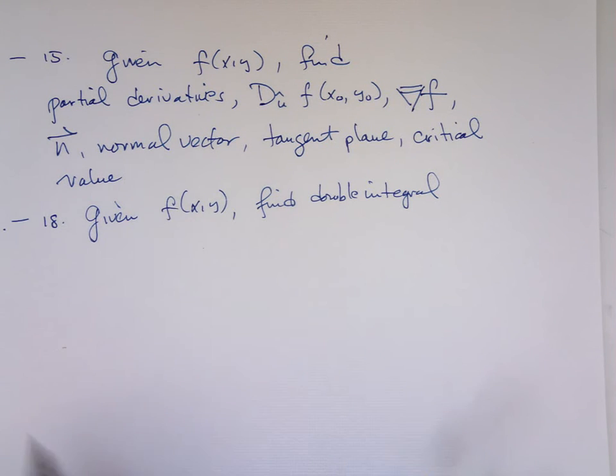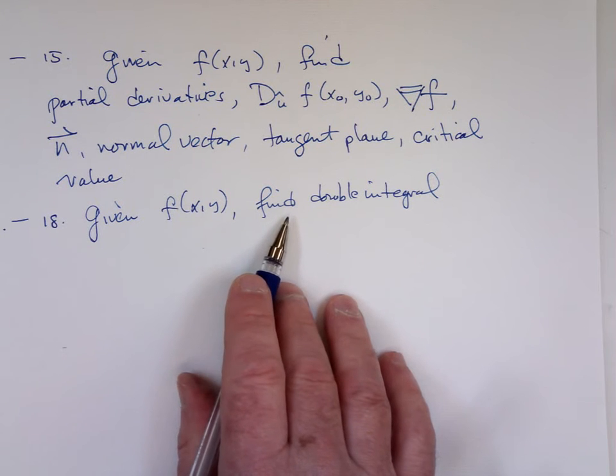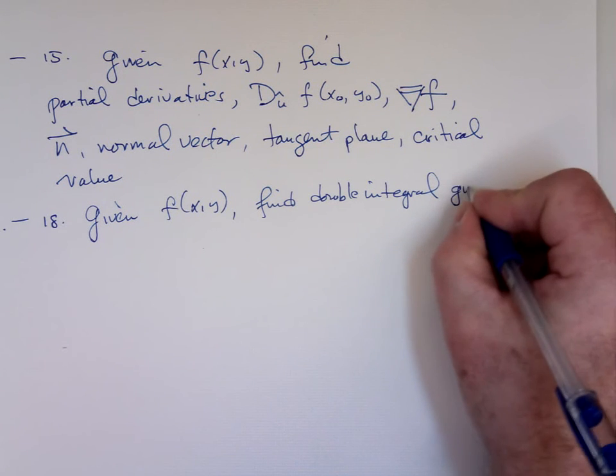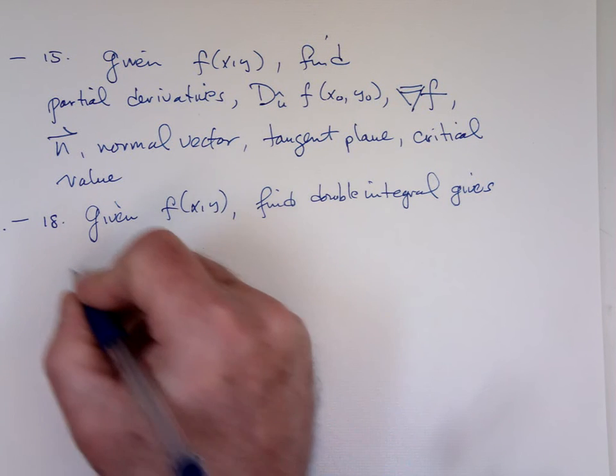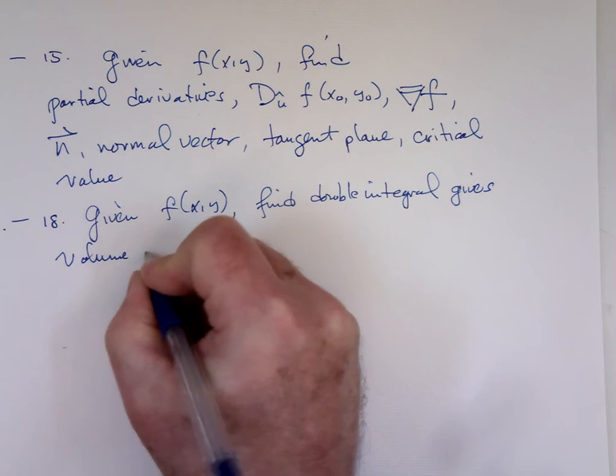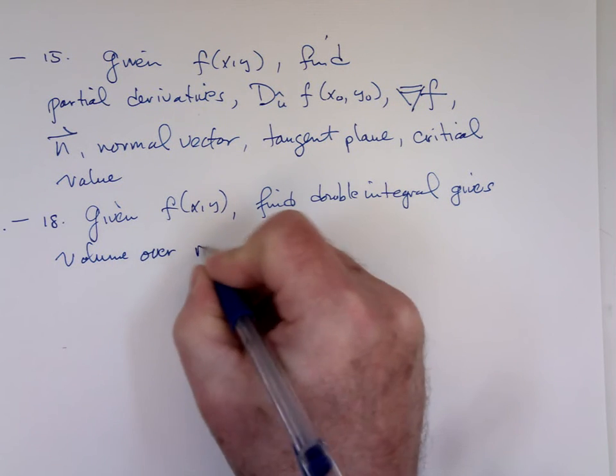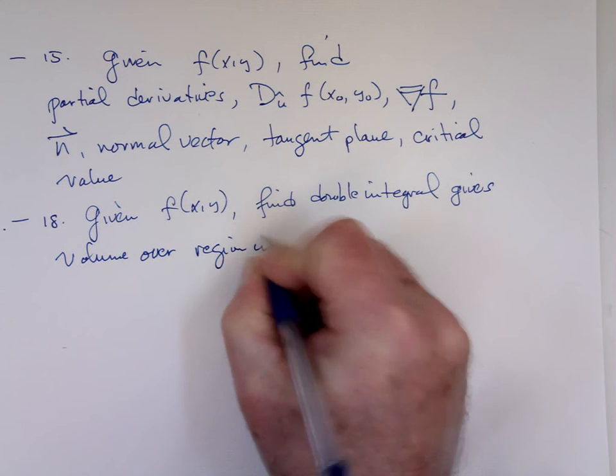This is the double integral that gives the volume over a certain region in the xy plane.